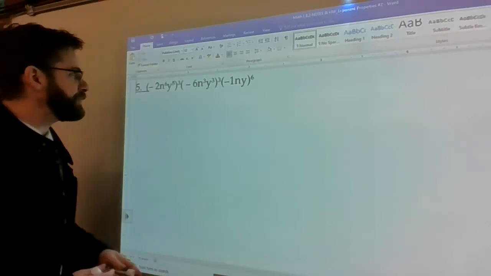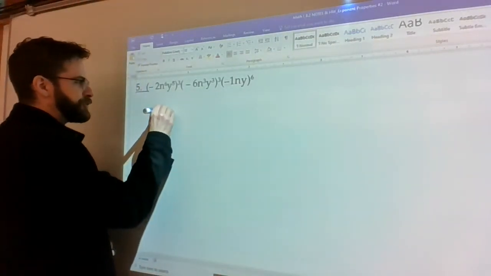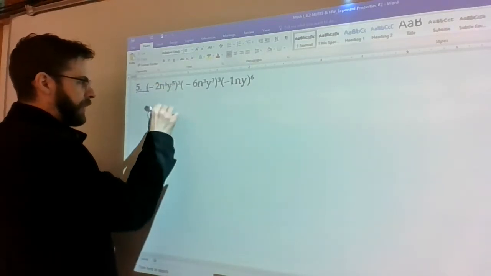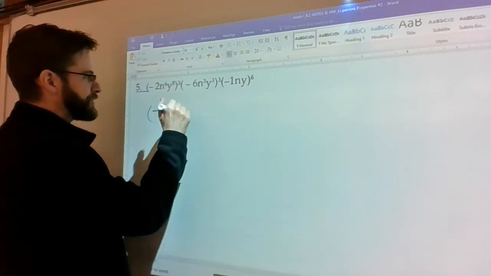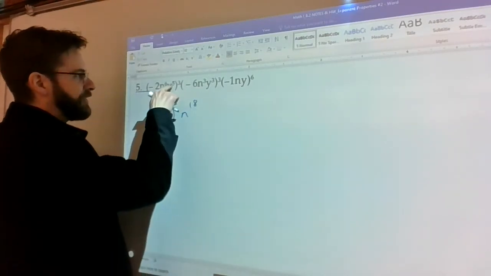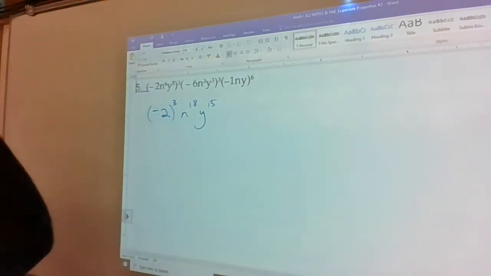All right, let's see if you guys did it correctly. So this is going to be negative 2 taken to the 3 power. I'm still going to put parentheses around it. N to the 6 times 3 is n to the 18. Y to the 5 times 3 is y to the 15. That should be your first group.